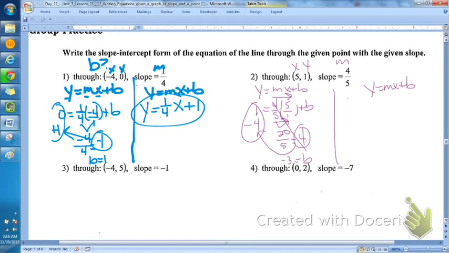Once I get my b value, I plug it into the second equation. So I write negative 3 under that positive b there. I'm going to work my way backwards here. X, plugging your m value, 4/5 is equal to y. That's your final answer.